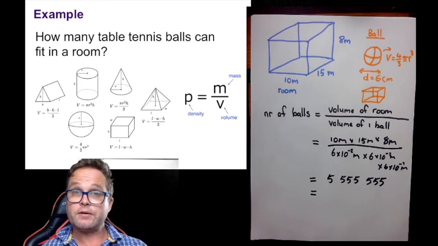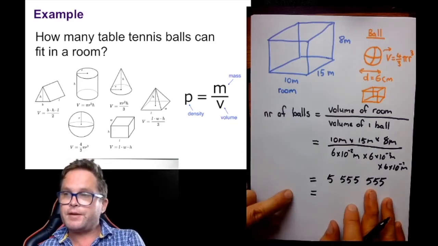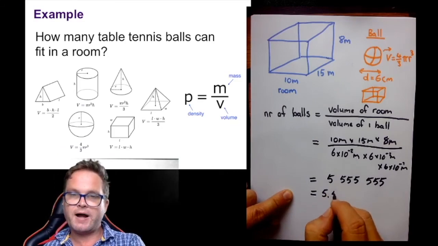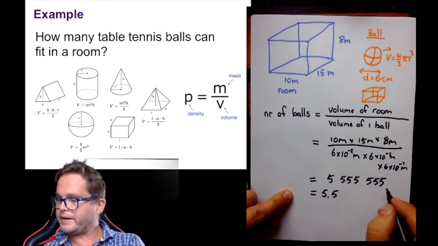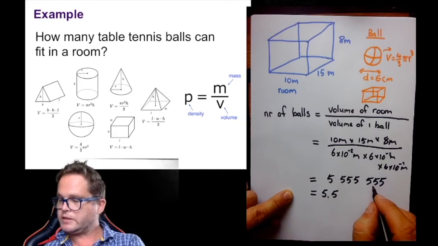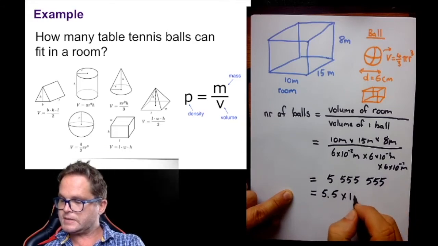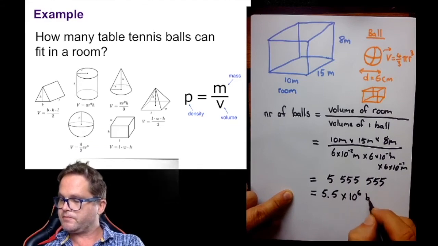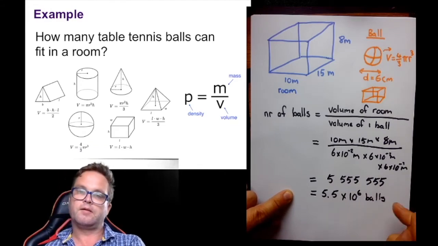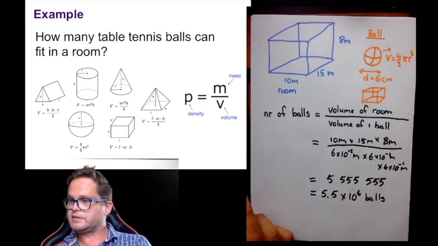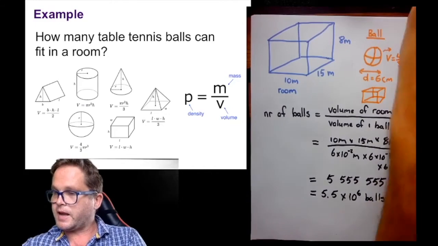When we want to round something off to order of magnitude, the first step that we need to do is write it in scientific notation. So this is going to be 5.5, and you can count how many spaces you need to move the comma: 1, 2, 3, 4, 5, 6. We need to move it six spaces. So this is times 10 to the 6 balls, right?